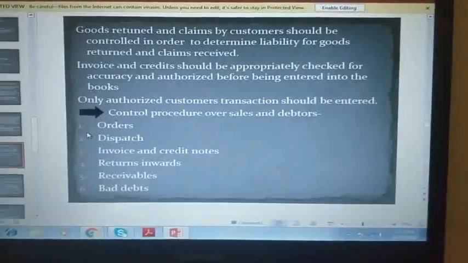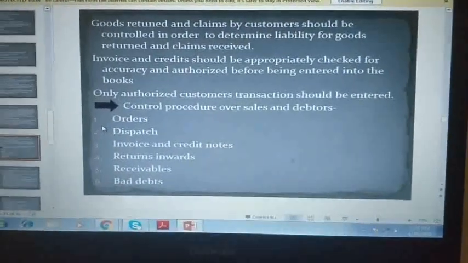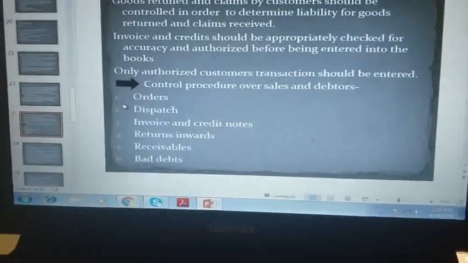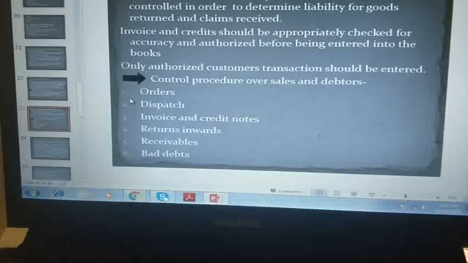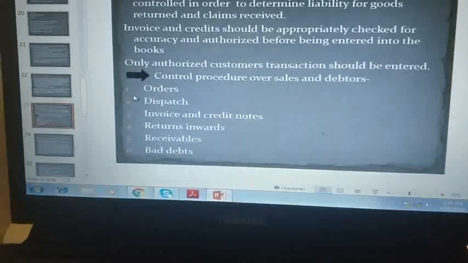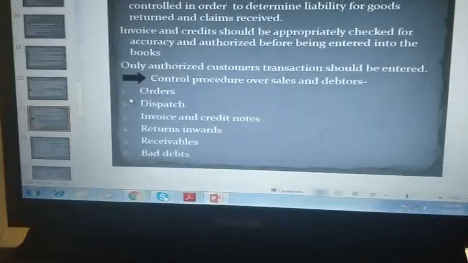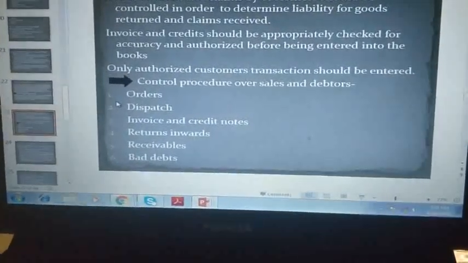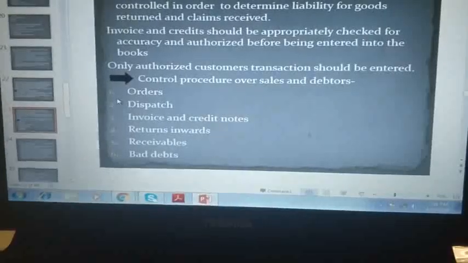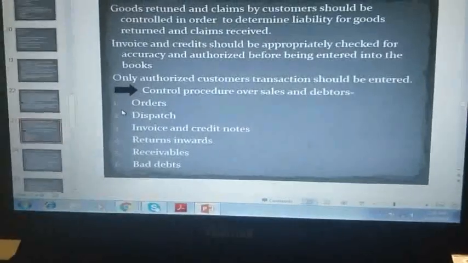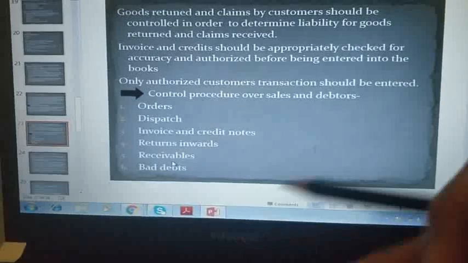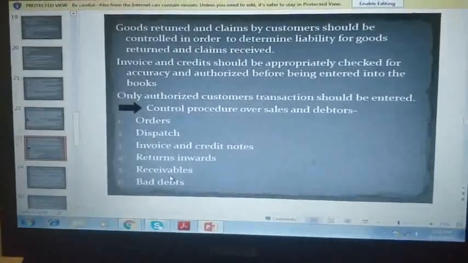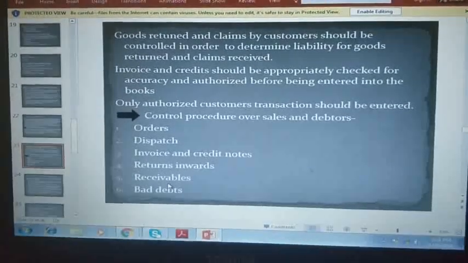Next, you have invoice and credit notes. In your invoicing and credit notes, sales invoices should be authorized by a responsible official and matched with the authorized order and dispatch note. It should be done. This invoice and credit note should be done only by a responsible official who is appointed for that particular duty, and he should authorize it before dispatching it.